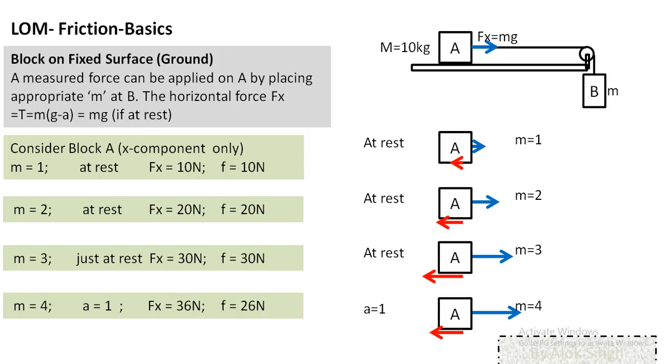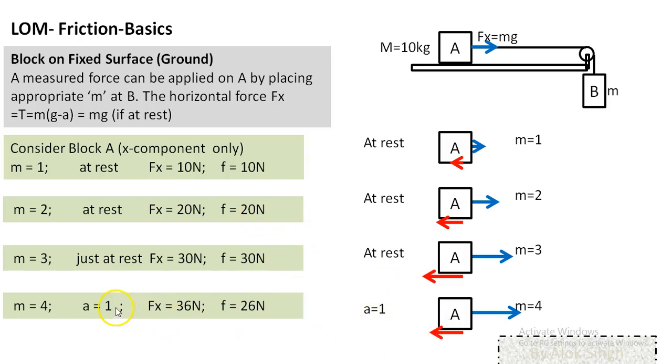And if we increase the mass further, we make it 4 kg. At 3 itself, it was at the verge of motion. So when the mass is increased further and the force is increased further, the block starts moving, and through some measurement we find the acceleration of block A is equal to 1 meter per second square, or magnitude is 1.